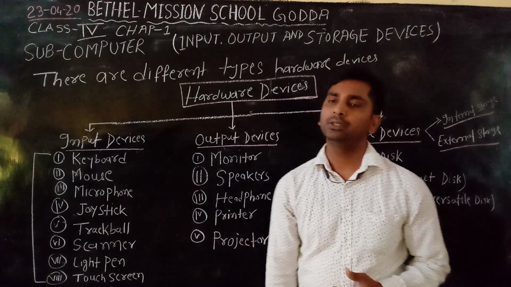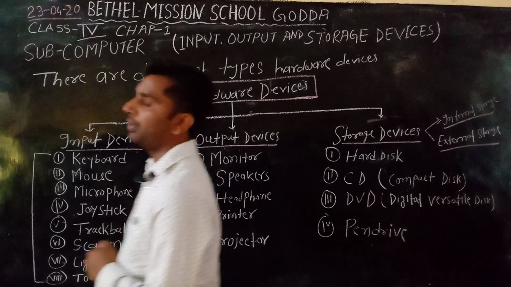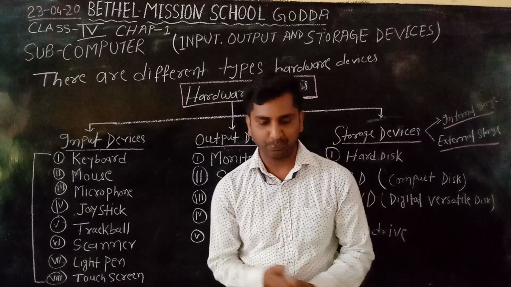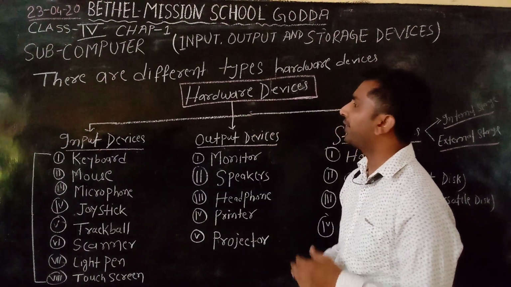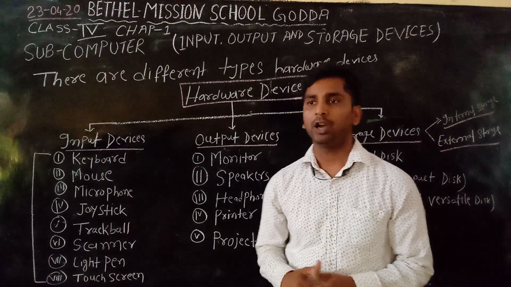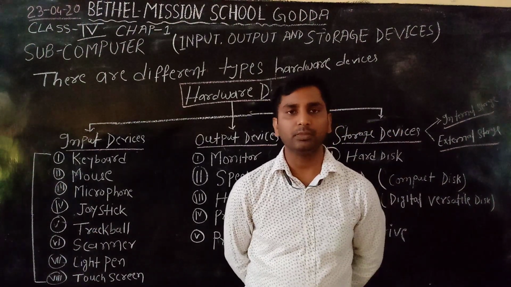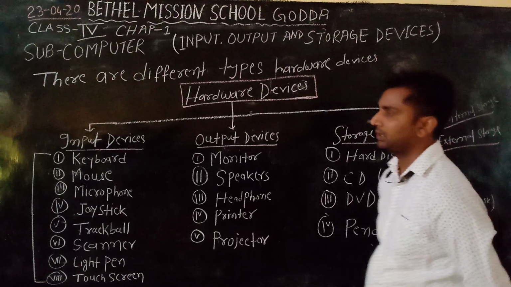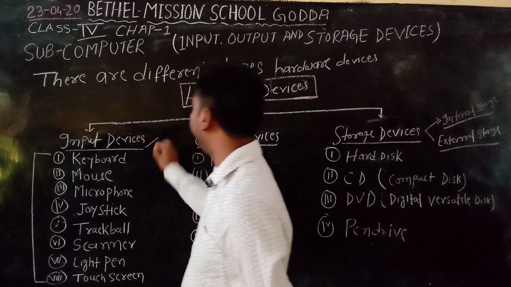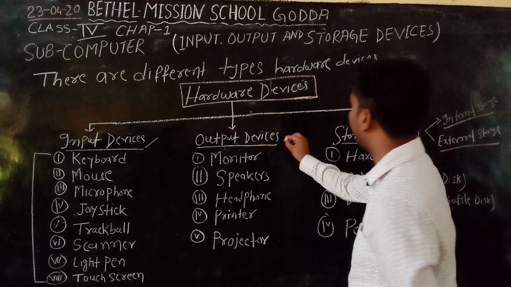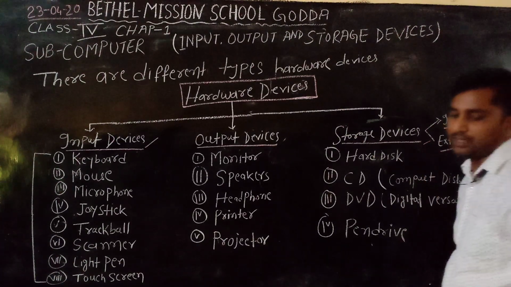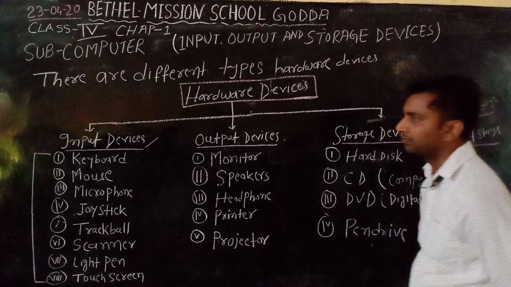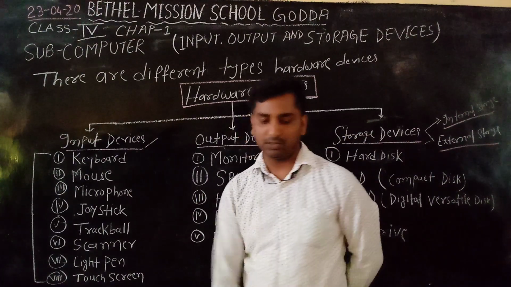Hardware is a component of computer. Means which part we can touch or feel are called hardware. So there are different types of hardware. First, input devices, output devices, and third one is storage devices. Now I will see in details.